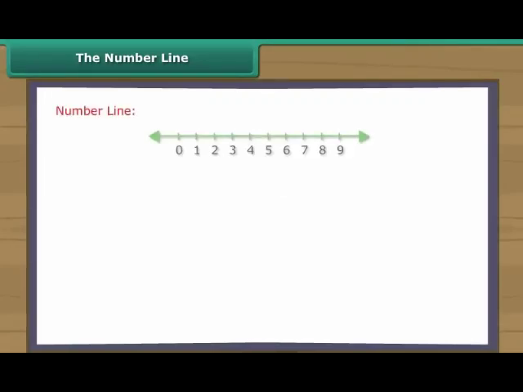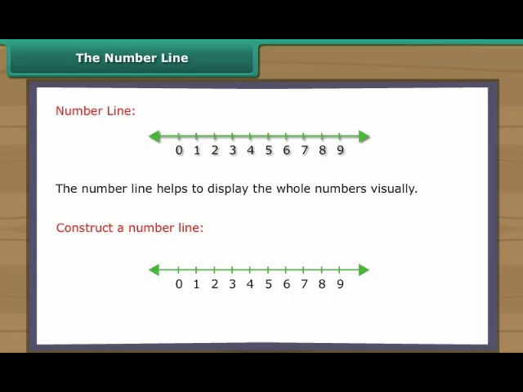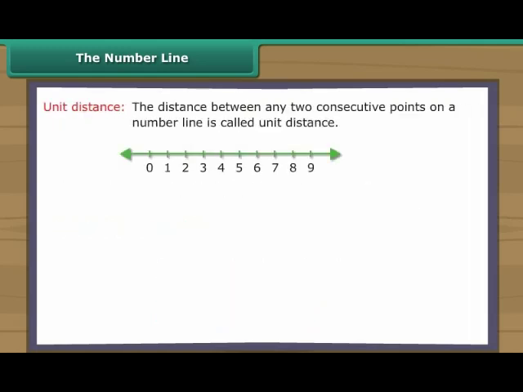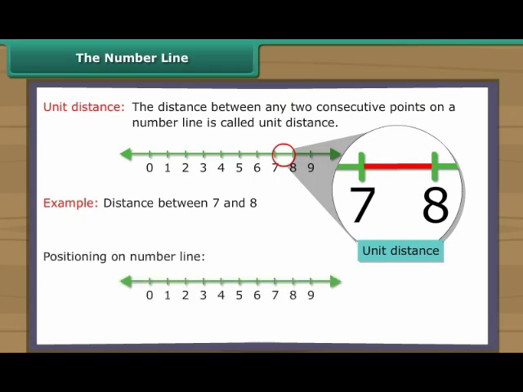The number line. The number line helps to display the whole numbers visually. To construct a number line, we simply draw a straight line and choose any point on the line and label it 0. This point is called the origin. We then choose some convenient length and, moving to the right, mark off consecutive intervals, or paths, along the line starting at 0. We label each new interval endpoint with the next whole number. The distance between any two consecutive points on a number line is called unit distance. Out of two whole numbers, the greater number comes on the right of the other number on the number line.